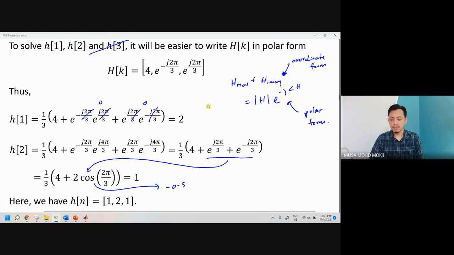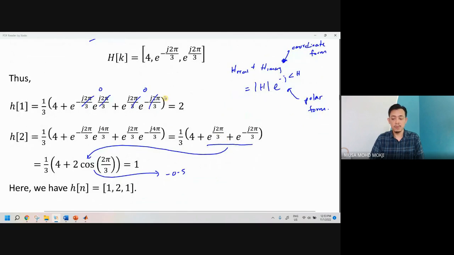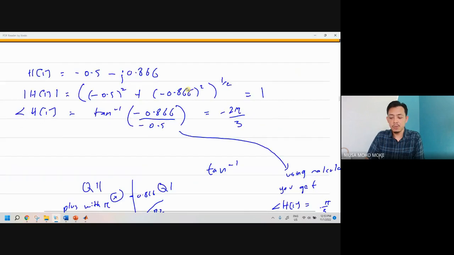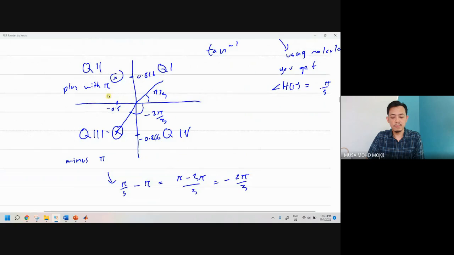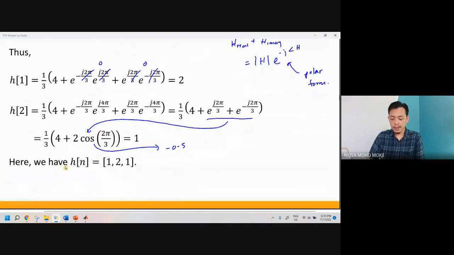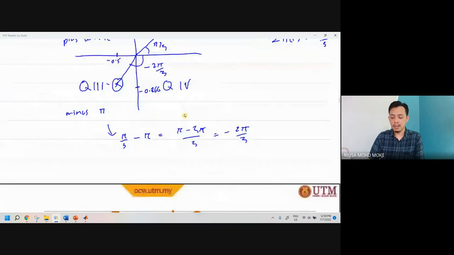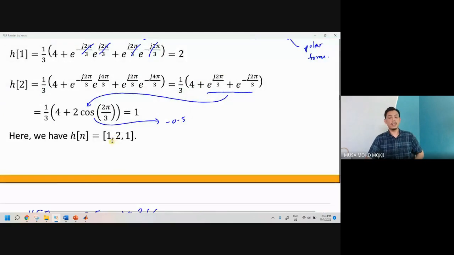Solve this thing. Okay, when it is in polar form, it becomes easier to solve. It's just that you need to be careful because converting it into a phase, you need to consider the 4 quadrants. If not, your value will be wrong. All right. So we have finally Hn equals to 1, 2, and 1 because this is the last one. H2 is equals to 1, H1 equals to 2, and previously we have done H0 equals to 1. So this is our final answer.